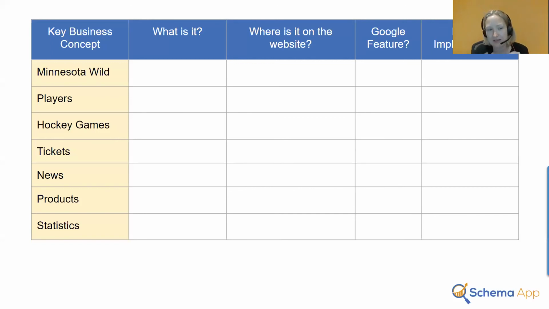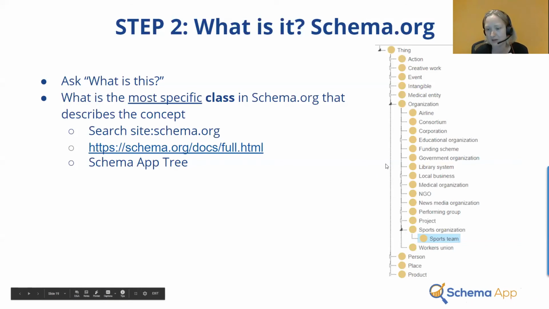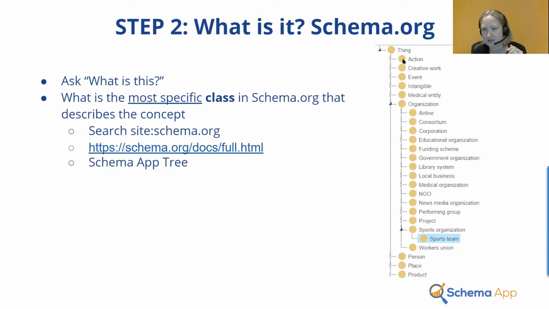And once we have that key business concept, then we're going to ask the question of what is it? We often joke at Schema App that some of the best people at schema markup are philosophers, because they're literally asking the question of what is this thing? And really, when they created schema.org, they were trying to define all different types of things. So we actually have a tree in Schema App that we like to use because it's sometimes easier to see how things are organized than looking at schema.org, which I say reads like a foreign dictionary.